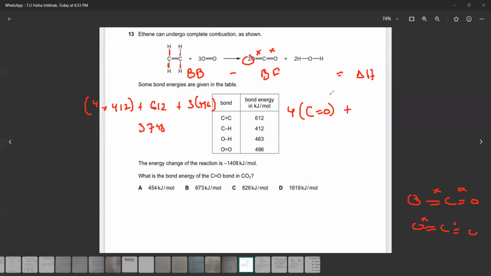Plus, for the water molecule, one water molecule is H-O-H, but how many are there? 2 of them. So how many O-H bonds are there in total? It will be 4 into O-H. So this will be 4 into X plus 4 into O-H. The O-H bond energy is 463. So 463 times 4, that is 1852.